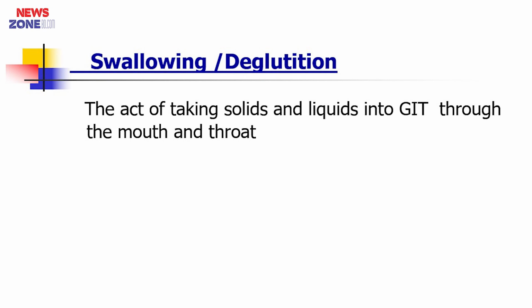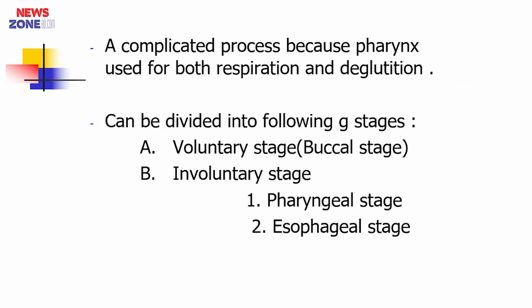Now, we will discuss swallowing or deglutition. The act of taking solid and liquid into the GIT through the mouth and throat is called deglutition. It is a complicated process because the pharynx is used for both respiration and deglutition. It can be divided into the following stages, that is first the voluntary stage or buccal stage, and the involuntary stage, that consists of the pharyngeal stage and esophageal stage.